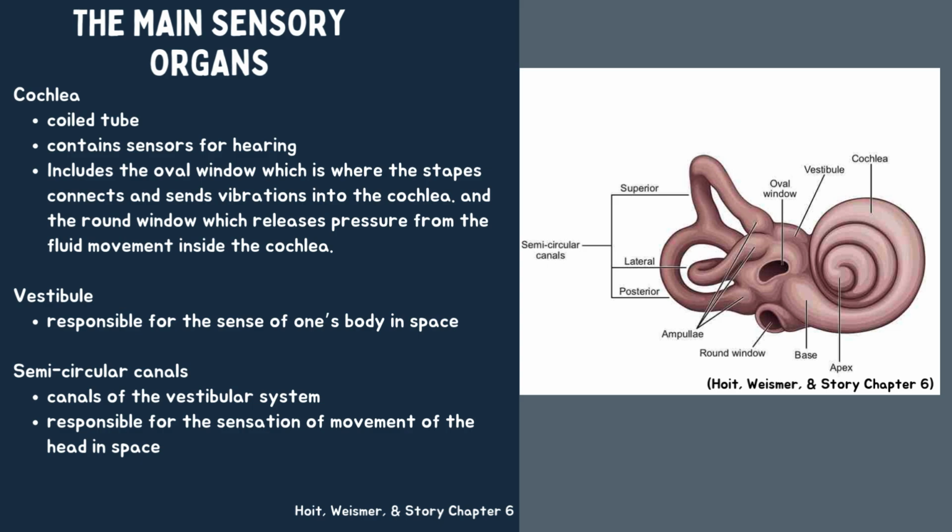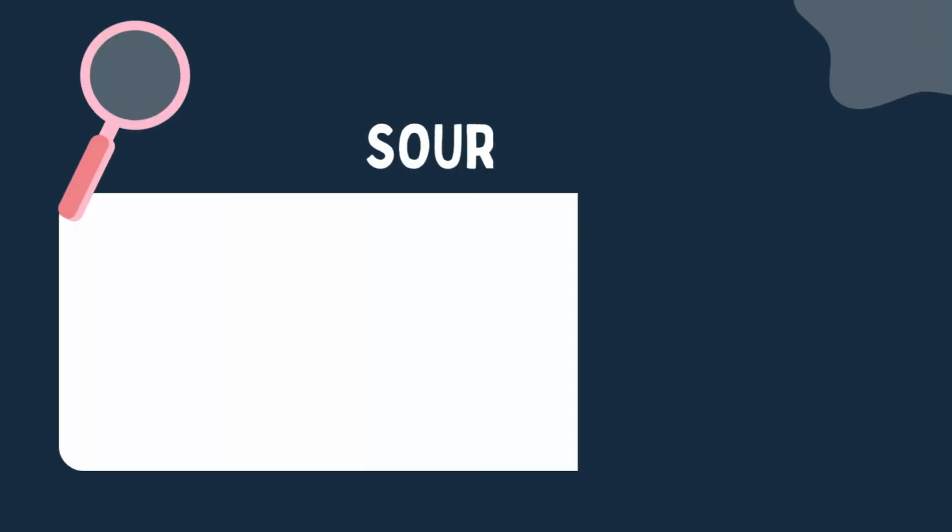The vestibule is responsible for the sense of one's body in space, and the semicircular canals are canals of the vestibular system, and they're responsible for the sensation of movement of one's head in space.